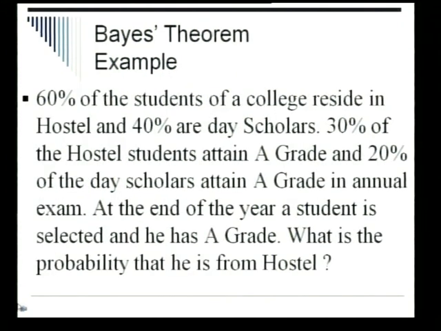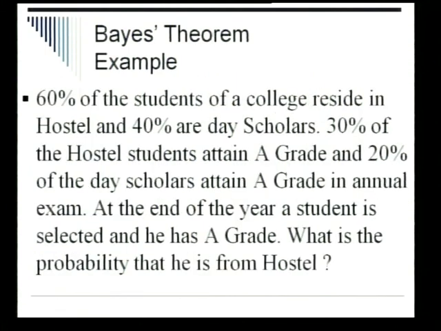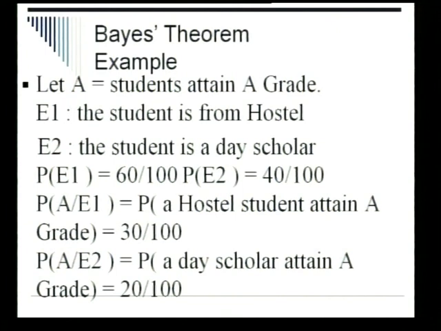At the end of the year, a student is selected at random and he has an A grade. So that means event A has already occurred. Given A, what is the probability that he is from the hostel? From hostel it is E1. So E1 given A is the required probability.